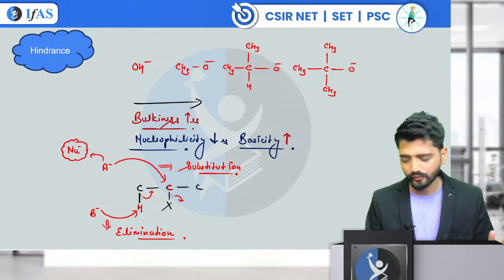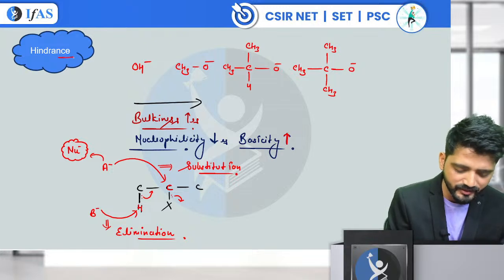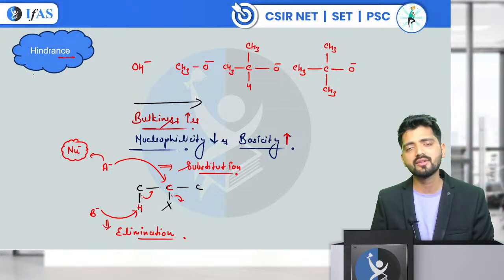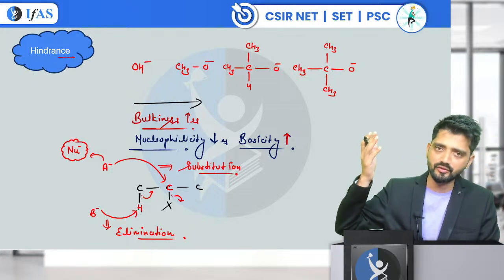Okay. So for now, if we increase the hindrance, then of course the nucleophilicity is decreasing, but the basicity of the center is going to increase.